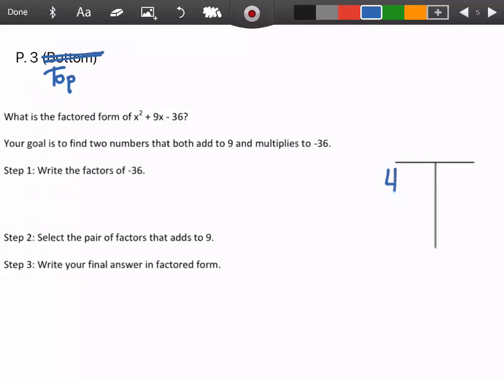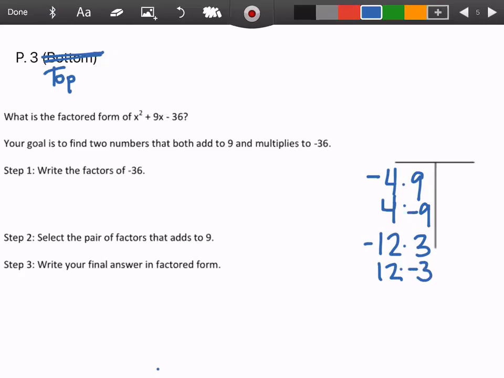4 and 9 came to my mind first. 4 times 9 gives us 36. But we need a negative. So let's make the 4 negative. Then also do the reverse. Make the 4 positive and the 9 negative. So 4 times negative 9, negative 36. And then we can keep going. So we have 12 times 3, make one of them negative, then switch where the negative sign is located.